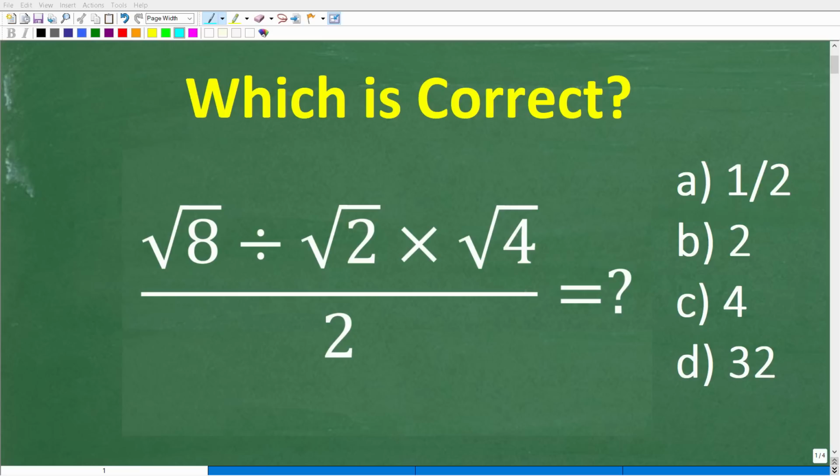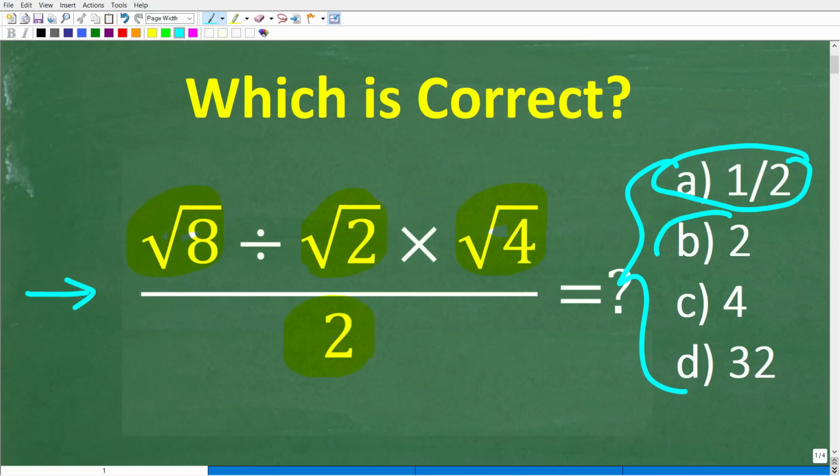Okay, so you don't need to know a lot of math to be able to solve this problem without using a calculator. So let's go ahead and take a look at the problem. We have the square root of 8 divided by the square root of 2 times the square root of 4 all over 2. Okay, now we do have a multiple choice question here, and let's take a look at our answers. So A is 1/2, B is 2, C is 4, and D is 32.